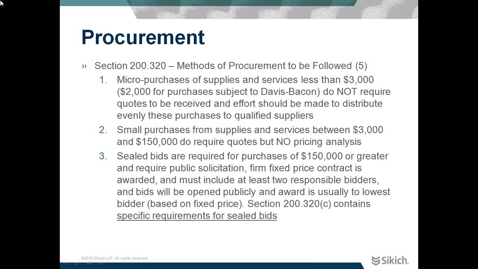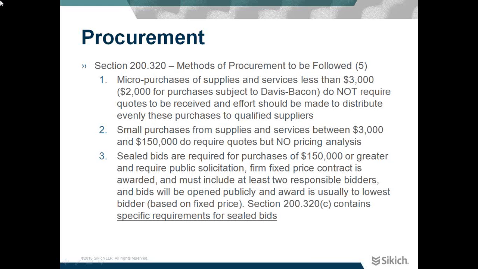The first one is the small purchases. Really, they call them micro purchases. That would be purchases of supplies that are less than $3,000. Keep in mind, purchases of $2,000 or more are subject to Davis-Bacon, but they don't really require quotes to be received.